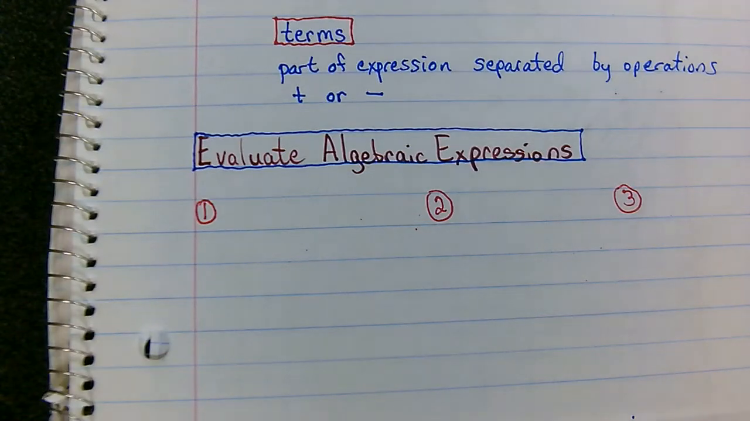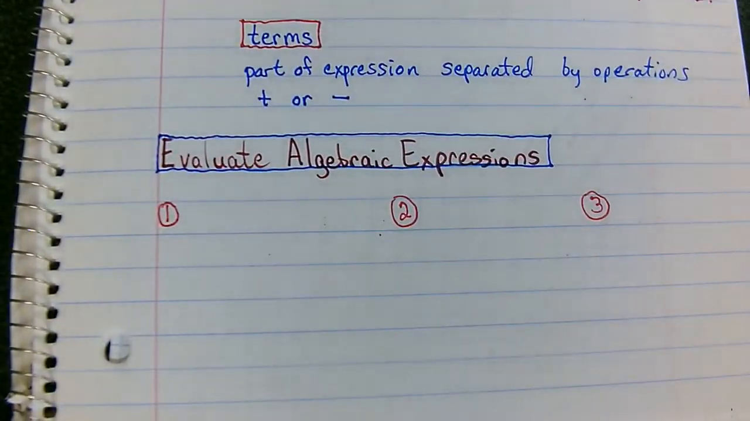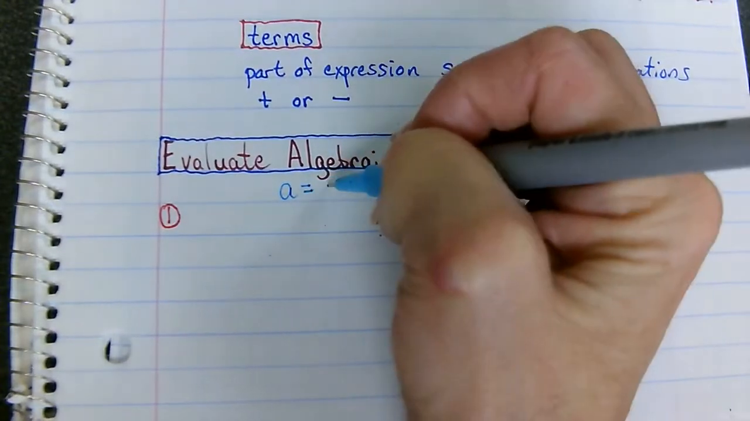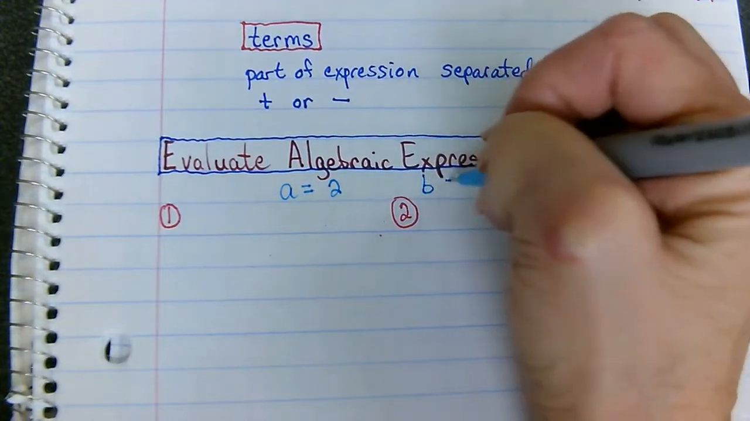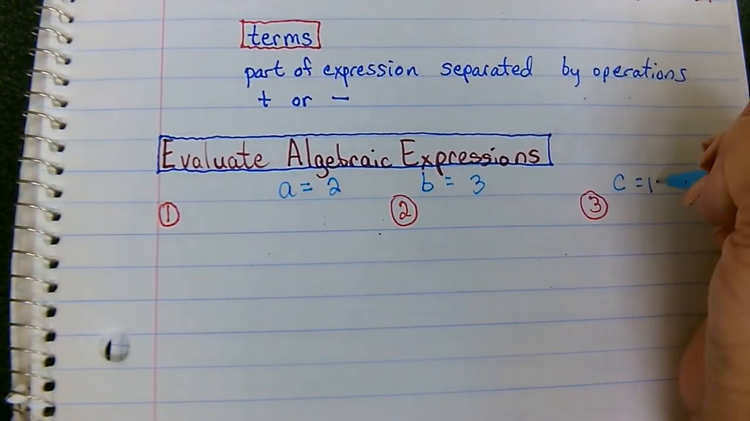Today we're going to take some notes on evaluating algebraic expressions. I've just added it to the bottom of this section from yesterday, and then we will be going to the next page as well. So let's look at 3 examples where A equals 2 and B equals 3 and C equals 12.